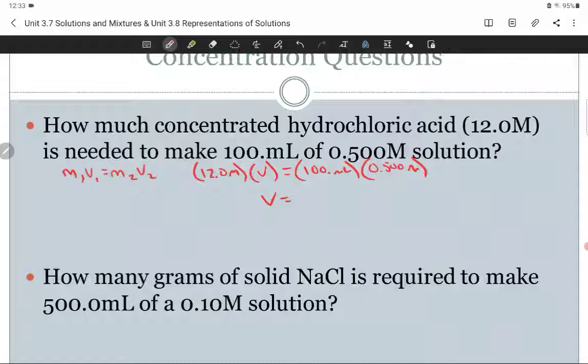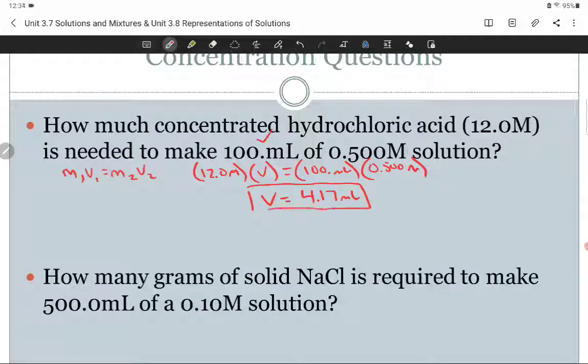I think it might be obvious, but the answer better be less than 100. You can't physically put more liquid than what the container can hold. So when you do that math, you're going to get 4.17 milliliters. So it'd be 100 times 0.5 divided by 12.